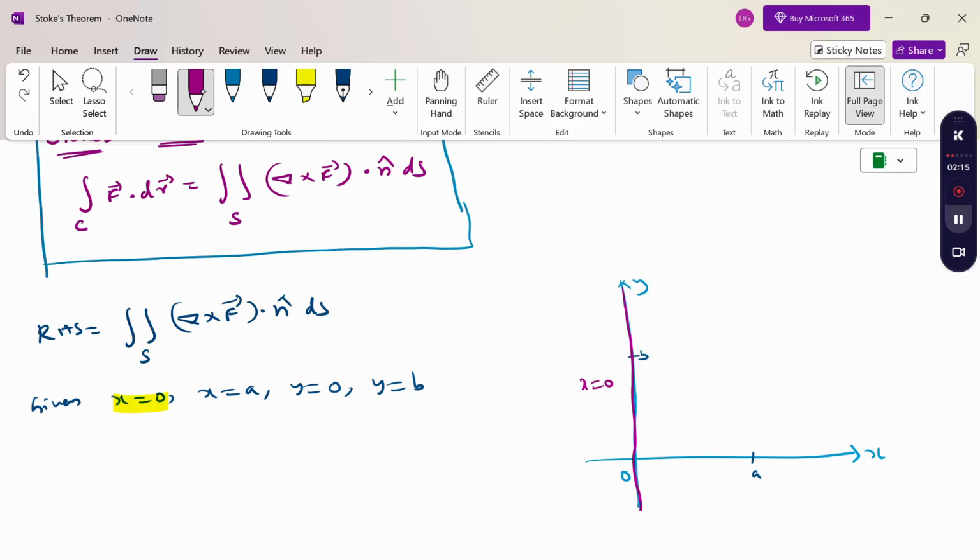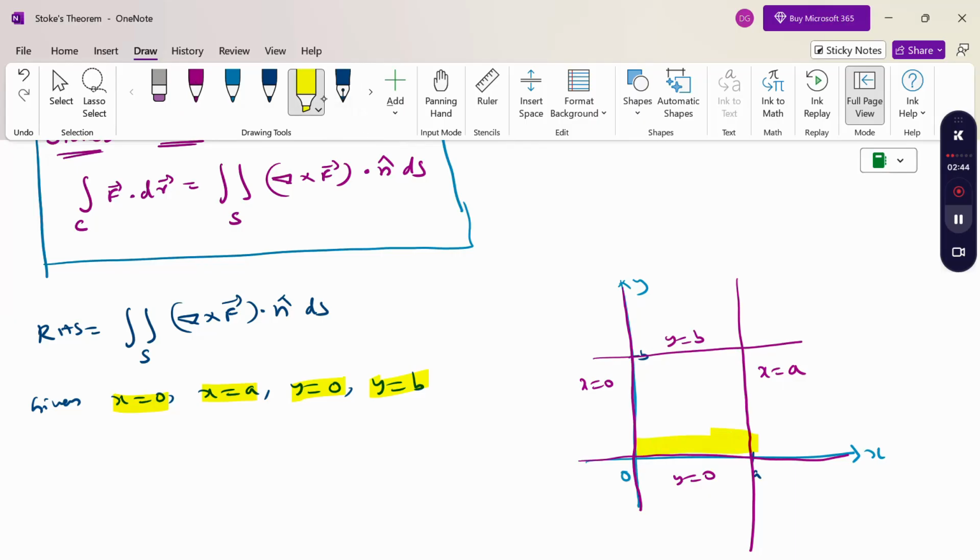x = 0, then x = a, what is the next line? x = a means this whole line x equal to a. Then y = 0, this whole line y equal to 0, then y = b, this whole line, because I consider b, this whole line y equal to b. So this is our region, this is our area region.